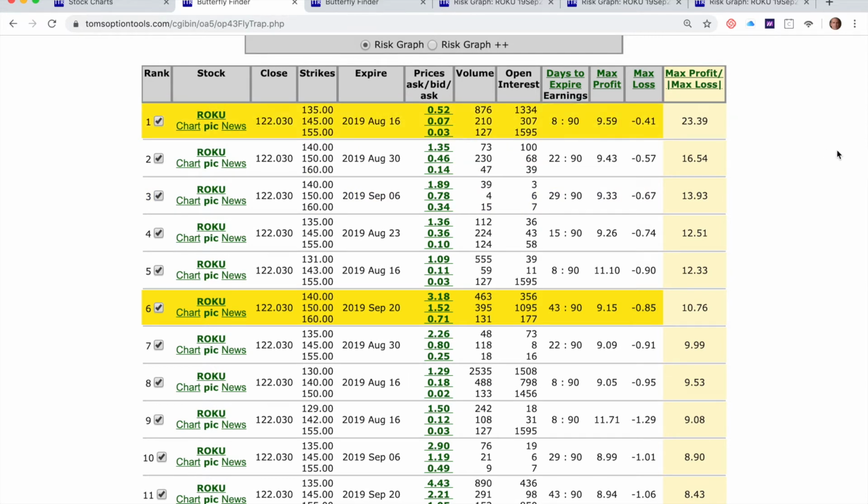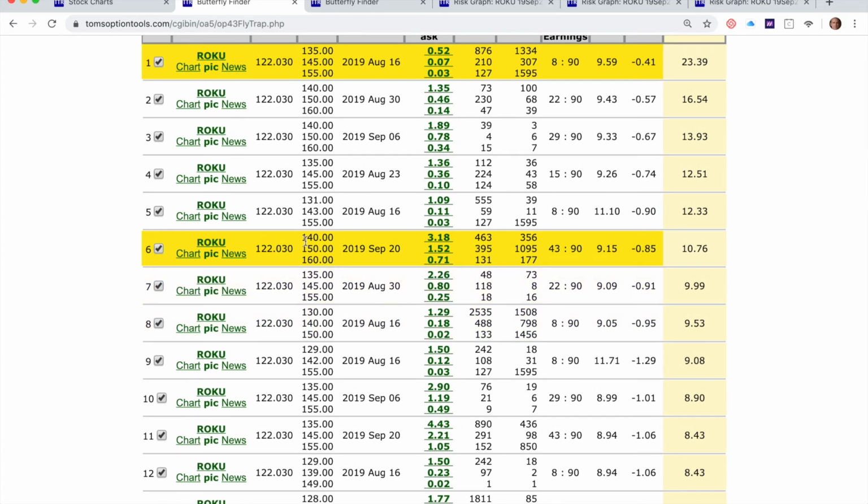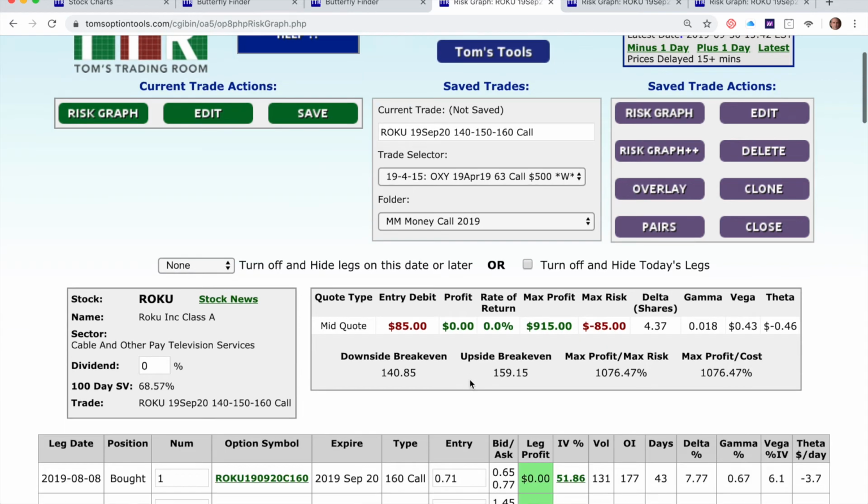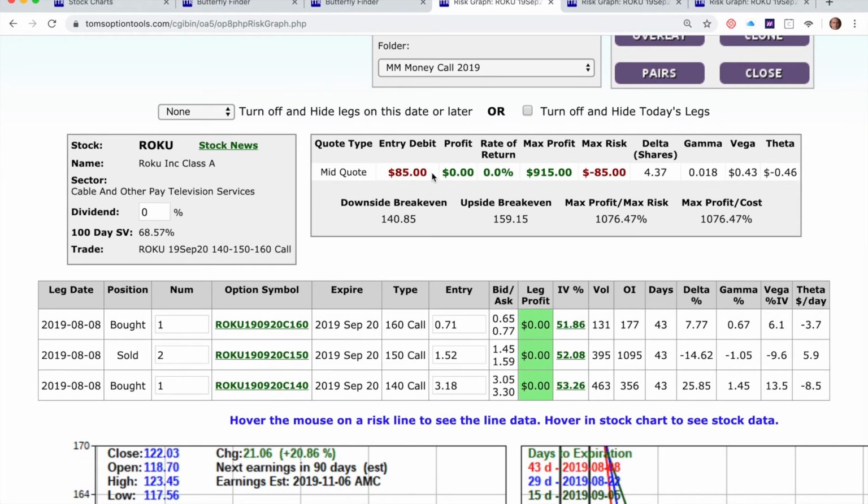It's a bit further out of the money than I want. This is the one I want. This is on Roku with the 140, 150, 160 butterfly. This one expires in 43 days, giving us plenty of time for the stock to make its run up from 122 to 150. It's going to cost me 85 cents, offering a potential 1,076% return on investment. That's potential profit. Let's take a look at the risk graph. Notice here the numbers I just showed you.